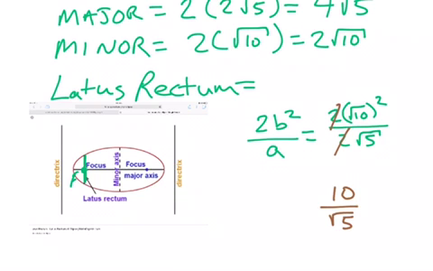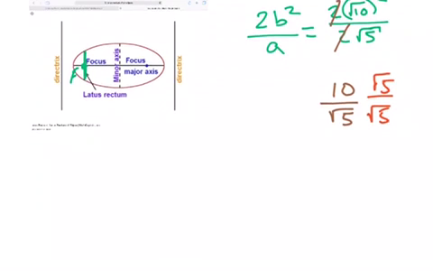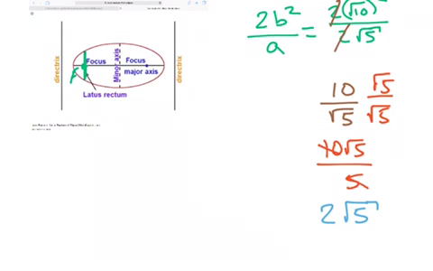Now we don't like that written that way, so we multiply both the top and the bottom by square root of 5 to rationalize the denominator. And we get 10 square root 5 over 5, which then cancels the 10 and 5 out and leaves me with 2 square root 5. And that's my answer. So your Latus Rectum has a length of 2 square root 5.